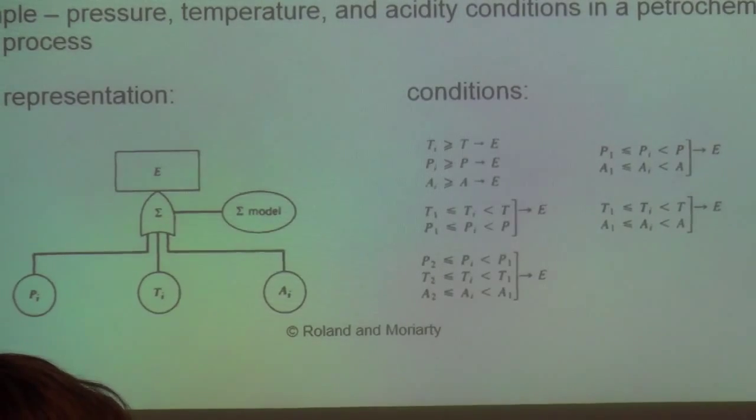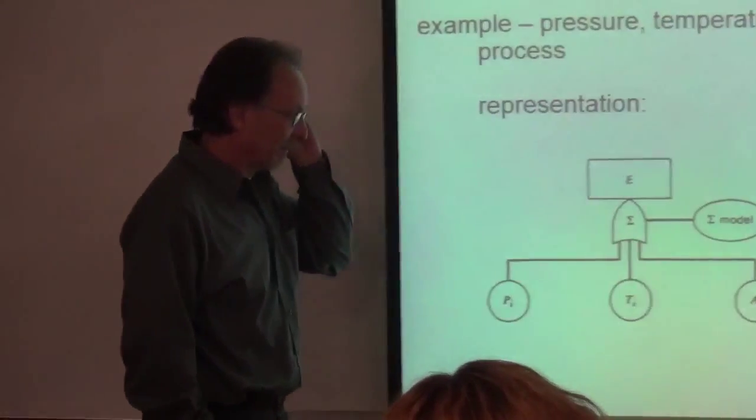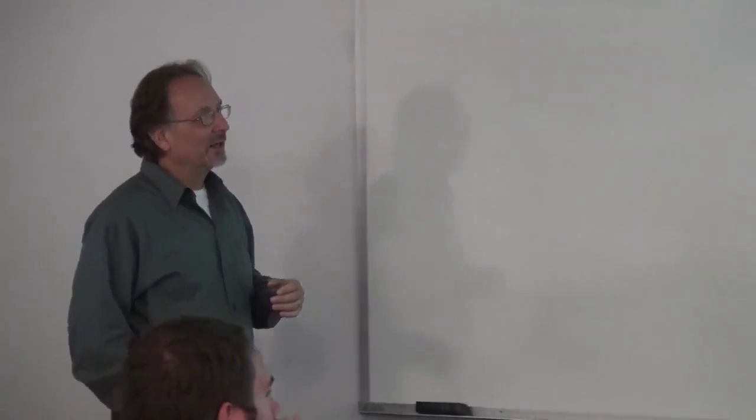So this is pressure, temperature, and acidity conditions. That's what PT and A stand for. And that's when you have, like I said, a very specific set of conditions that you want to enumerate that will indicate that the fault will pass to the event E.